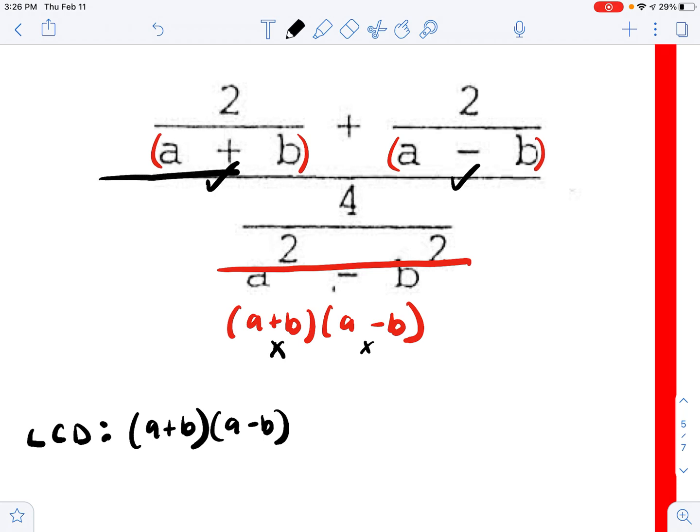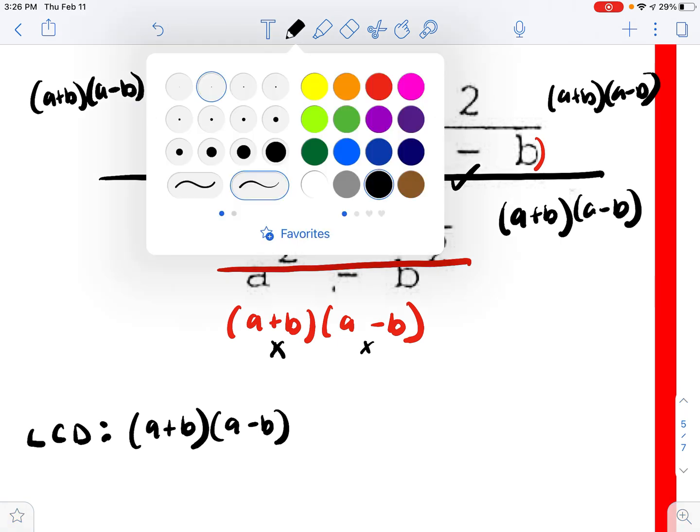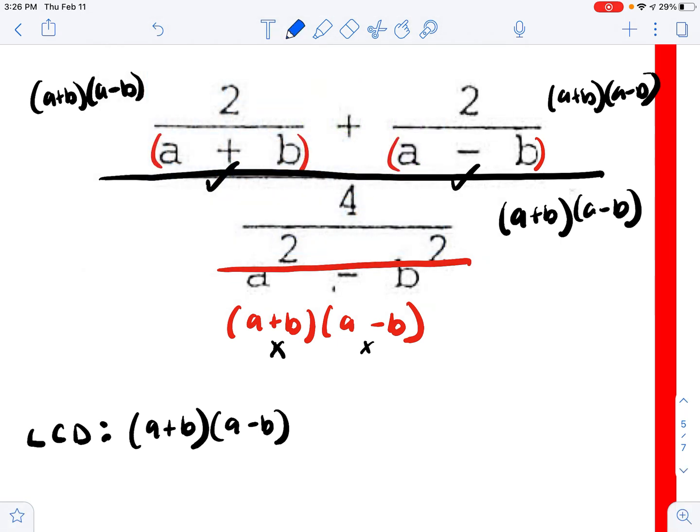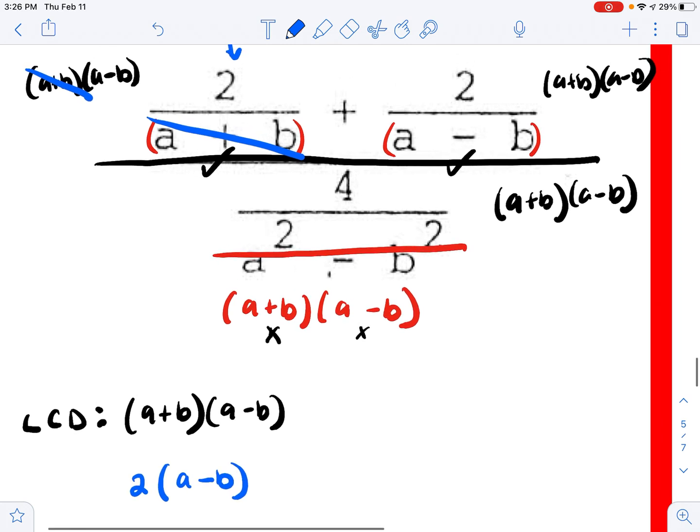All right, so looking at this big fraction, multiply by a plus b, a minus b. Multiply this fraction by a plus b, a minus b, and multiply this bottom fraction by a plus b, a minus b. Okay, now we try to cancel out. In the first fraction here, a plus b will cancel out with a plus b, leaving me with 2 times a minus b. In the second fraction in my numerator, we cancel out a minus b with a minus b, leaving me with plus 2 times a plus b.